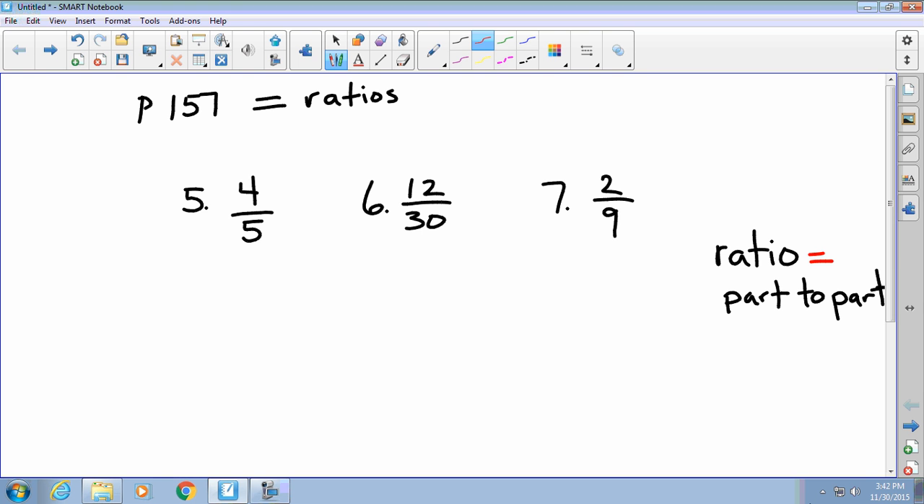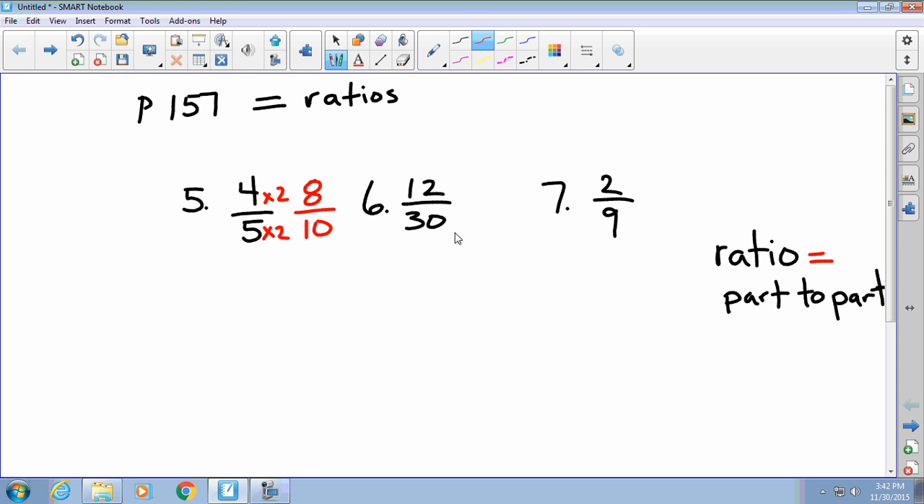part comparison. So if we have 4 to 5, and if we want to do an equivalent ratio, one thing real easy we could do is just make sure we times the same number on top as we do on the bottom. So that would become 8 to 10, or 8 over 10.